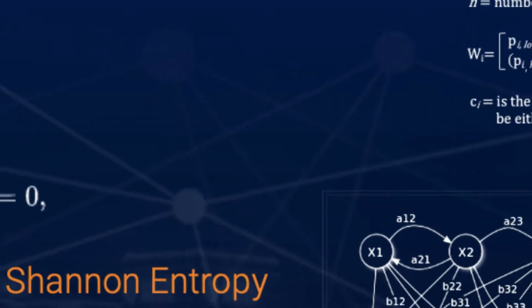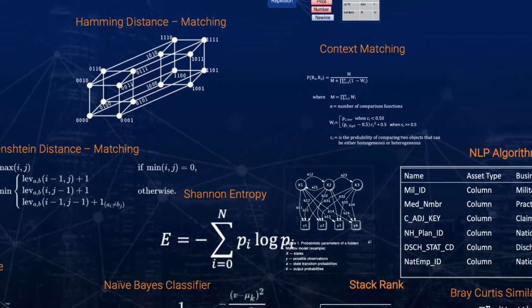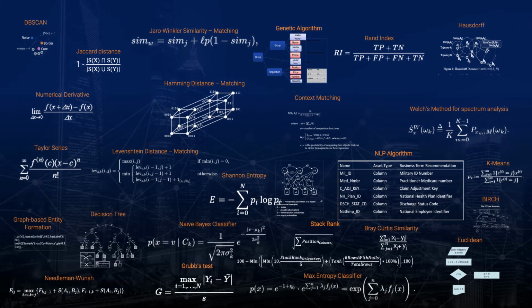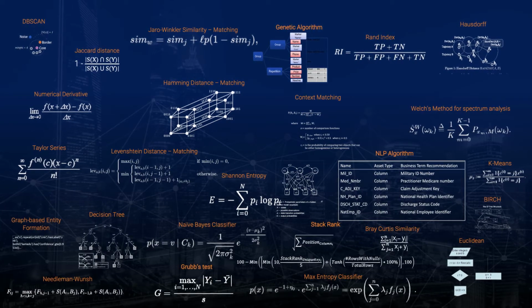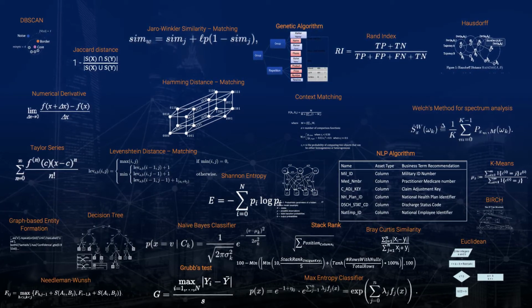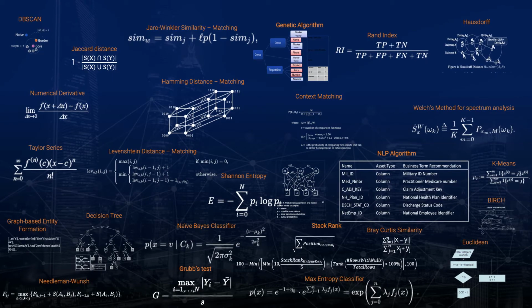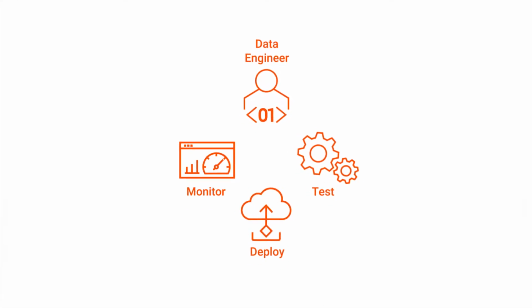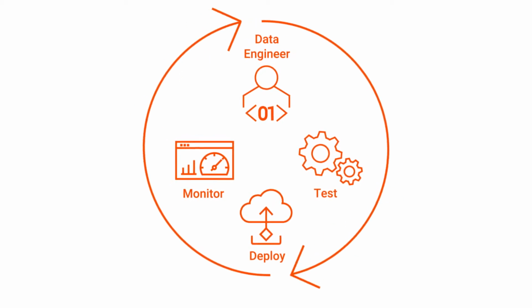Machine learning operations, or MLOps, is the key to successful machine learning projects. MLOps provides a critical framework for data scientists to build, train, and test machine learning models. And after models are in production, MLOps helps data engineers to test, deploy, and monitor them on a continuous basis.